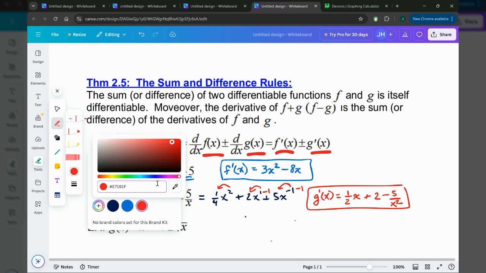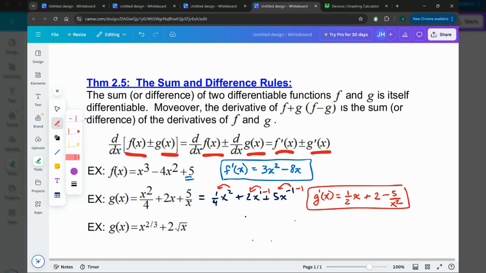One more here. Rewrite this function. This would be x to the 2/3 plus 2x to the 1/2. Makes my life easier if it's a number times x to a power. So what's g prime of x? You'll notice every time if it's f of x, I write f prime. If it's g of x, I write g prime. If it was y, I'd write y prime. First problem, I'm going to put 2/3 x to the negative 1/3.